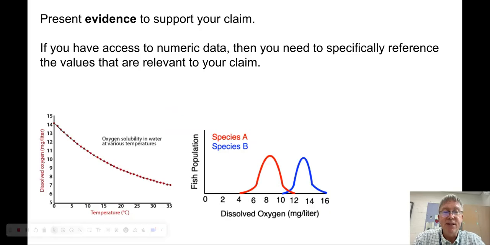Then you want to present evidence, and you've got to be careful when you present your evidence. You don't want to mix your evidence with your reasoning, which is really easy to do. It's best just to present the evidence, okay? So what evidence led me to say that I thought species A, my claim was species A would be more abundant than species B.